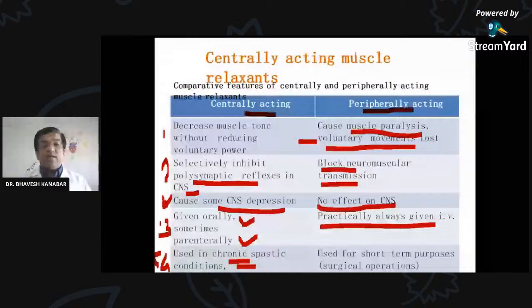So I'm keeping this slide in front of you. Try to remember the difference between centrally acting and peripherally acting muscle relaxants.